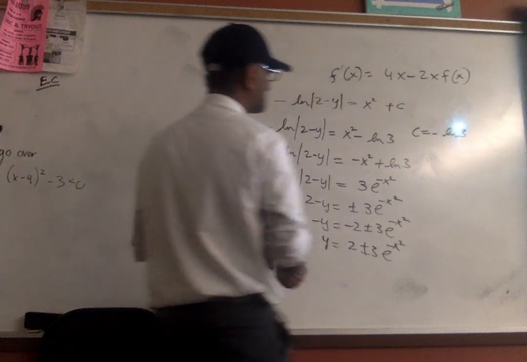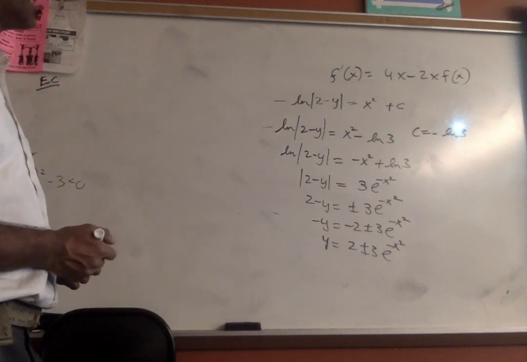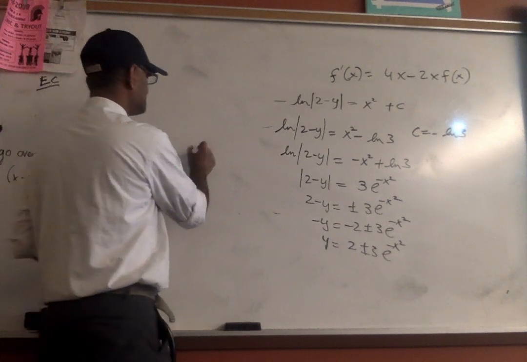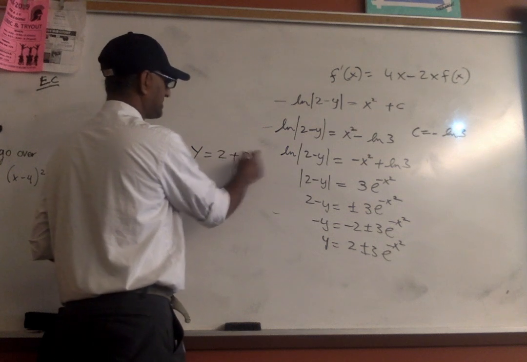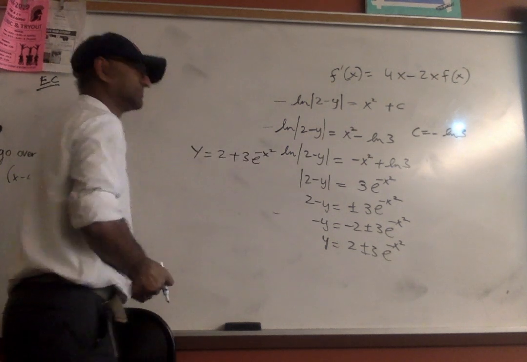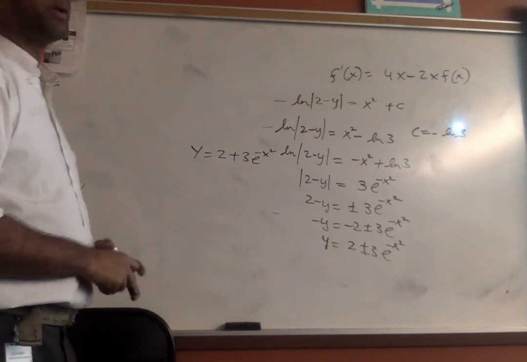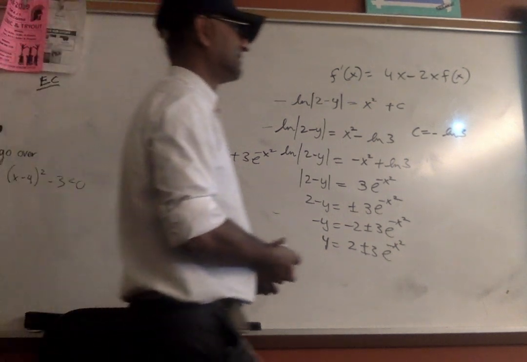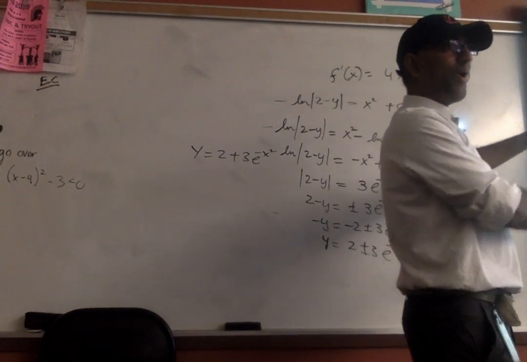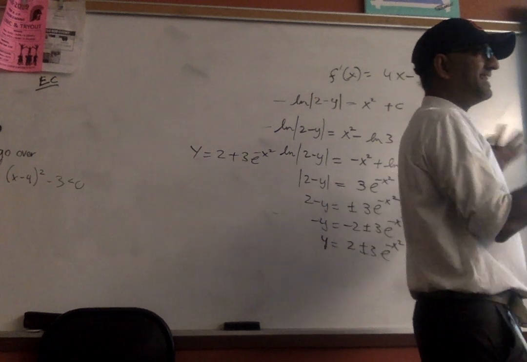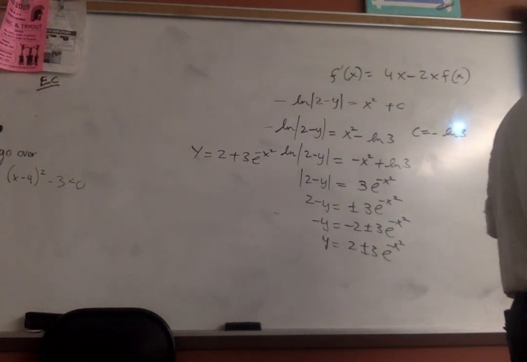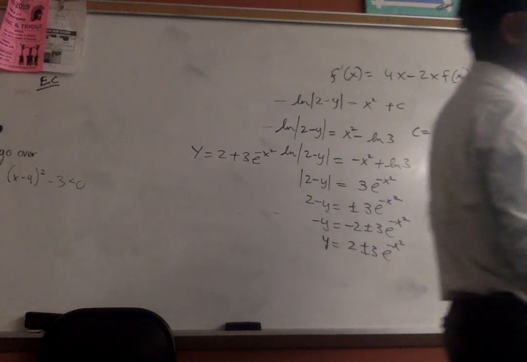Read the question. So should we choose the plus or the minus? f of 0 is 5. Plus, so y equals 2 plus 3 e negative x squared. Okay, not too bad at all. So far, could we have got all 9 points? 9 and 9. Again, guys, don't get alarmed by the FRQs. They're not difficult problems. Okay, we actually did the other question first. Okay, we'll do this question first.